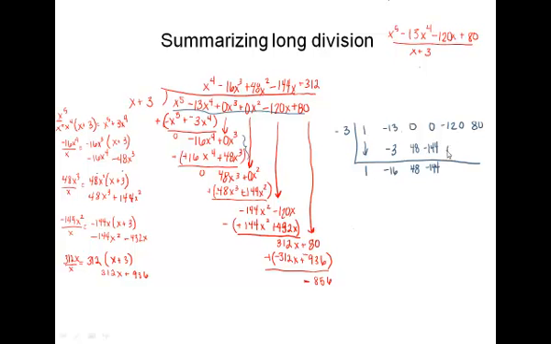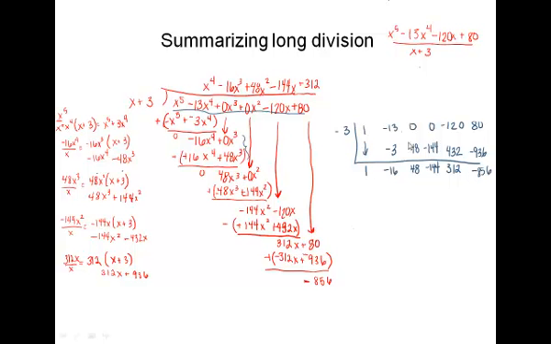I'm going to get 432. And then I will add that column. What I will get is 312. I'm going to multiply those, and I'm going to get negative 936. So kind of think, where did that happen in my long division process? And I will add those. I will get negative 856.